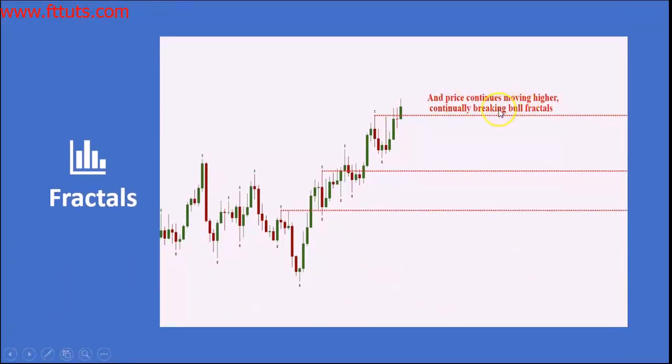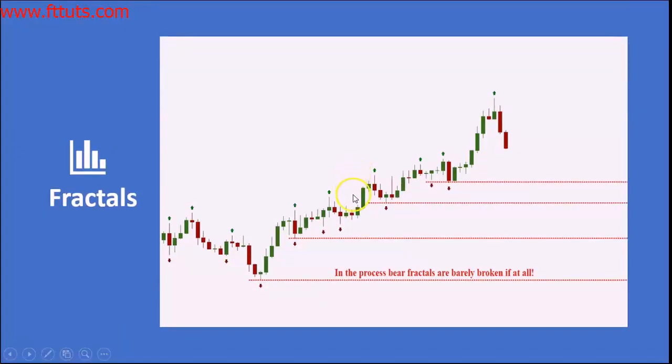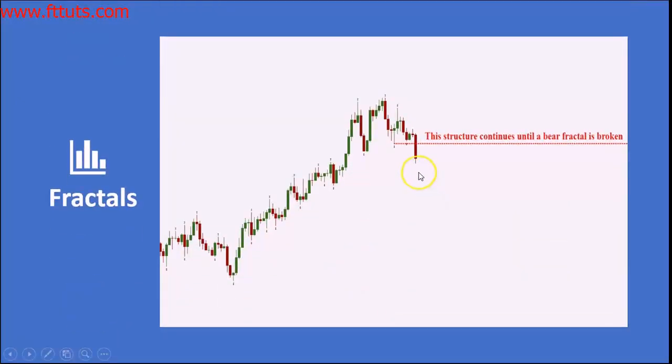And price continues moving higher, continually breaking bull fractals. In the process, bear fractals are barely broken, if at all. Now you can break bear fractals, but usually you're going to see a lot of times the market just doesn't break bear fractals when it's moving to the upside. It may come down to a bear fractal and that holds as support. And this structure continues until a bear fractal is broken. Once that bear fractal is broken, that's a first fractal break right there. The market structure changes to bearish.